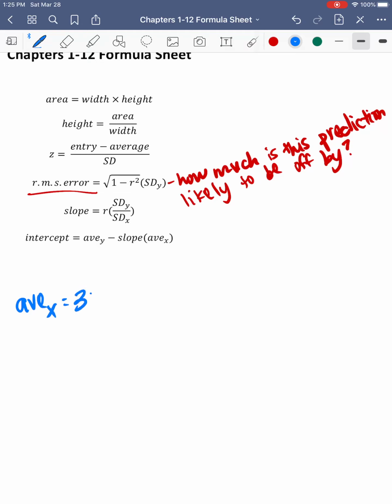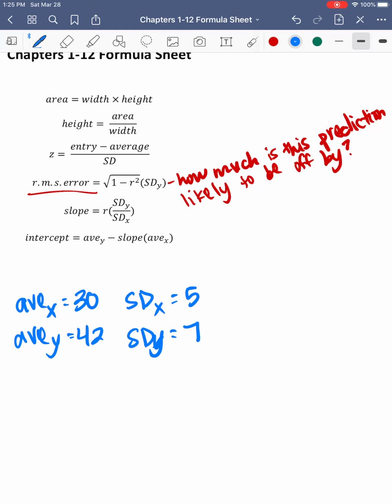You'll be told the average for the X is some number. I'm just going to make numbers up. So it's 30 with a standard deviation for the X of 5. The average for the Y is 42 with a standard deviation for the y of 7. With the correlation coefficient of 0.72. Okay, so you'll be given some data that looks similar to that, probably different numbers though.